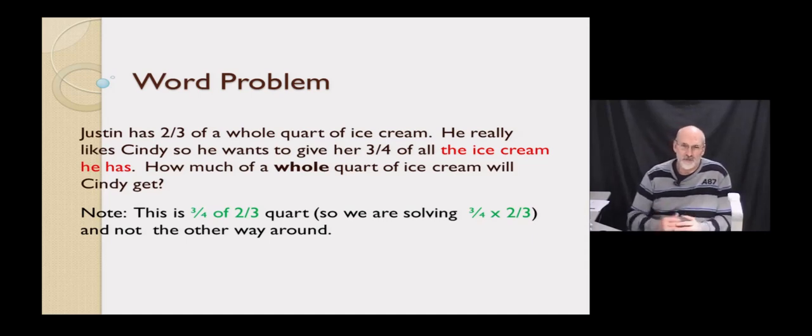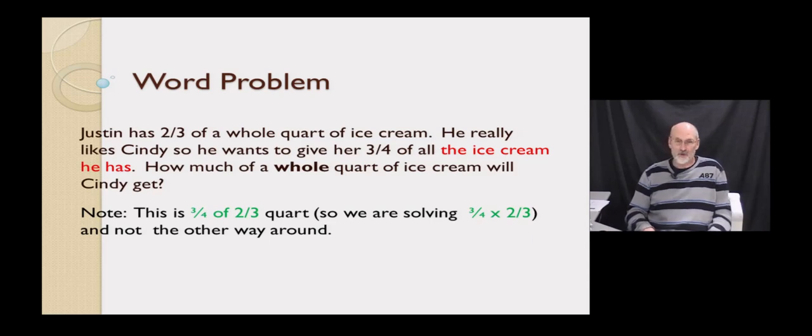Sometimes unit fraction ones are a little bit easier to model, and so we're taking 3/4 of what was there. So he's giving Cindy 3/4 of the ice cream he has. So we're really taking, as you can see here, 3/4 of the 2/3 quart. So we're solving 3/4 of 2/3 and not the other way around. We're not really starting with 2/3 of a whole quart and giving Cindy 3/4 of what we had. I mean, that's a significantly different picture if you tried to model it.